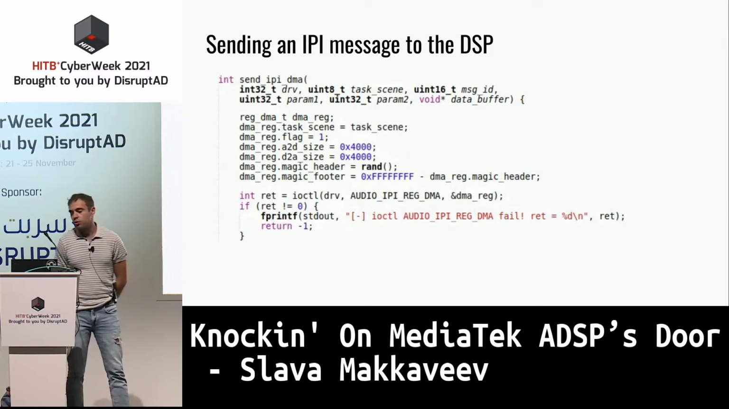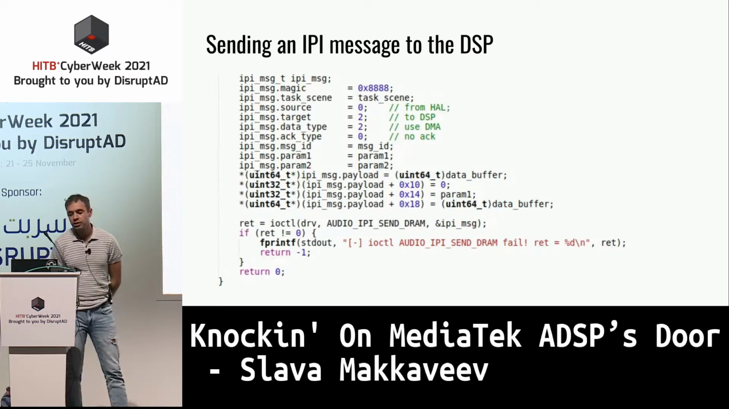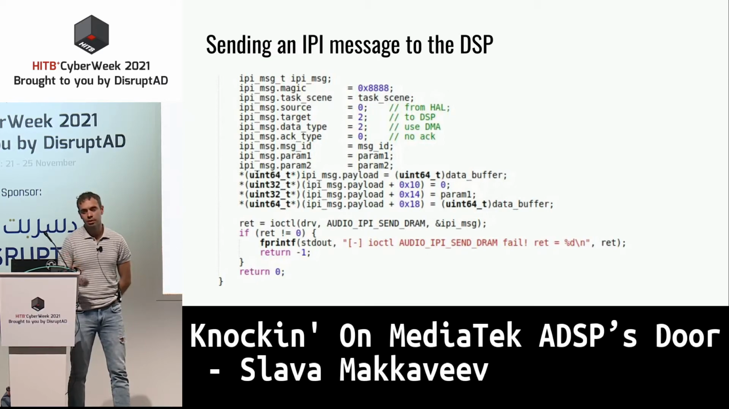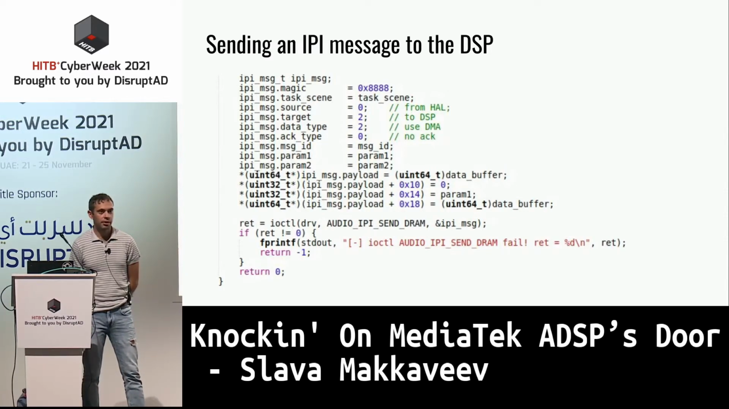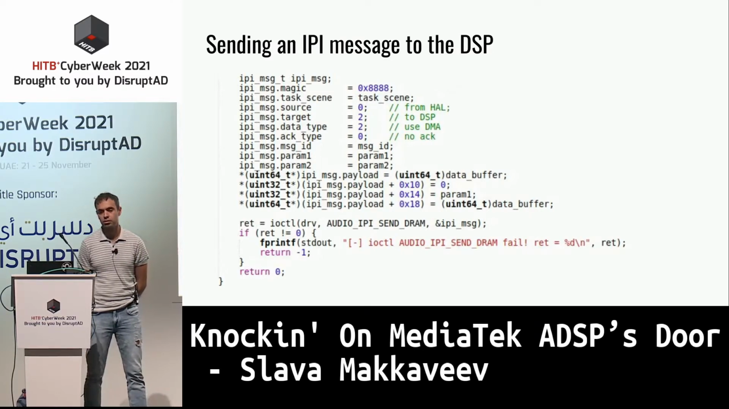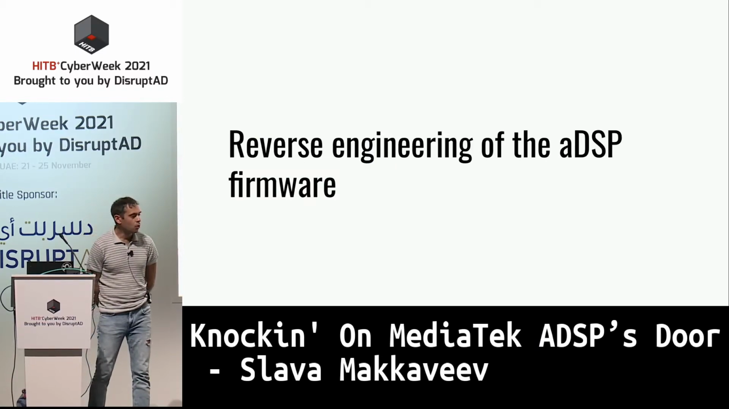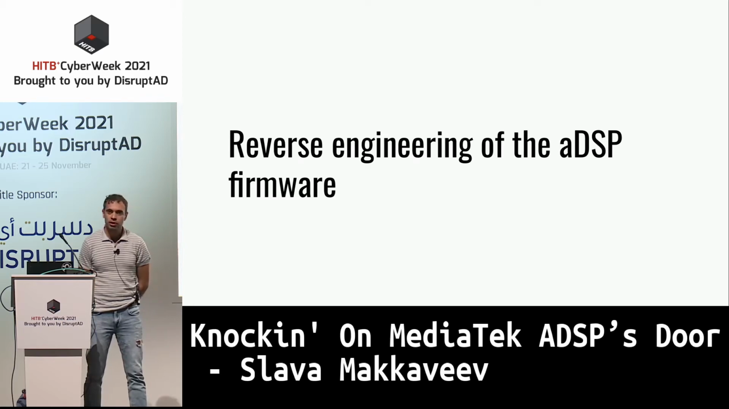To clarify, let's take a look at the following code that I have used to send IP messages from Android to the audio DSP. In this code, first, we allocate a DMA reg object and fill in the fields indicating that we need 4 kilobytes of memory for the message payload. Then we call the audio IP reg DMA ioctl to create the shared region. Next, we create an audio IP message and put in place param1, param2, task scene, message ID, and the payload data received as arguments of this function. And finally, we call the audio IP send DMA ioctl to send the message and to transmit the payload through the shared region. Great. So now we know how to send an IP message from Android user space to the audio DSP.